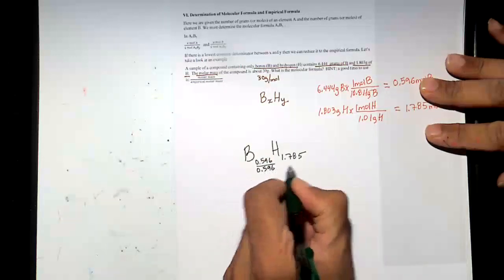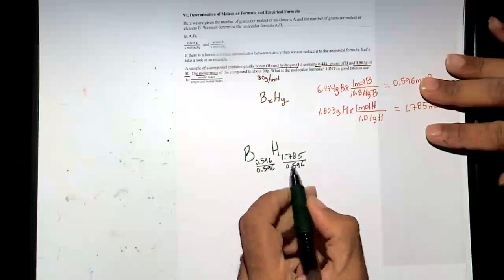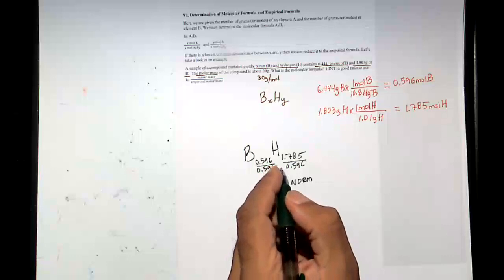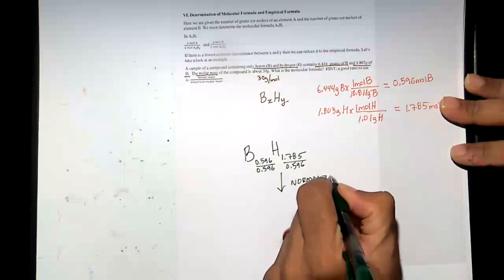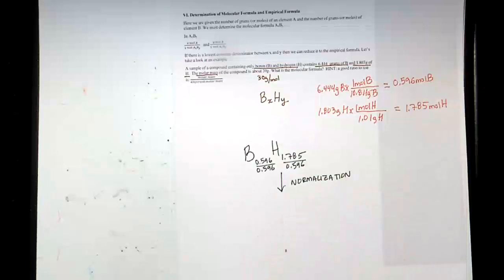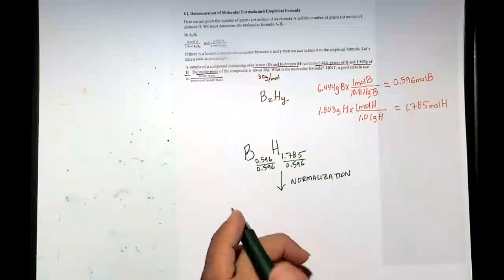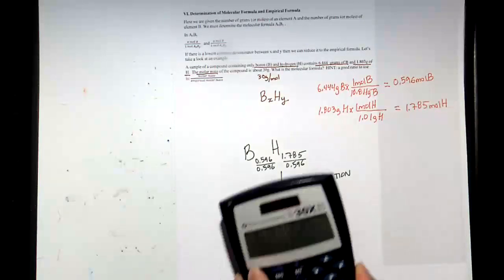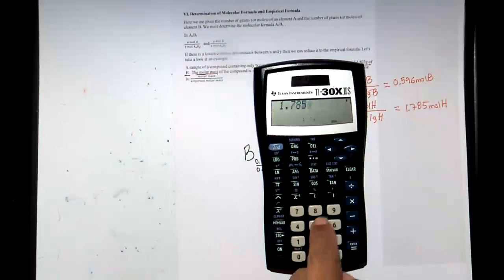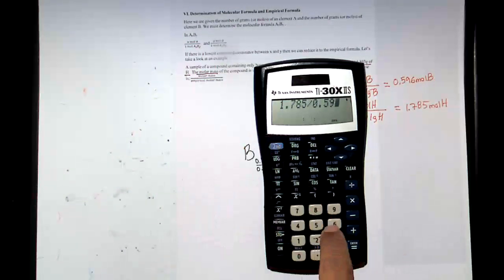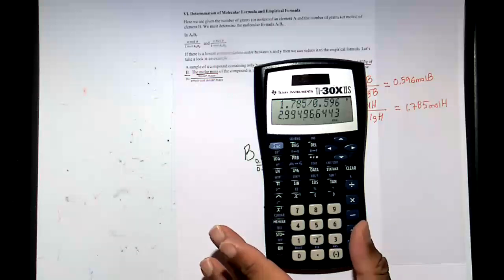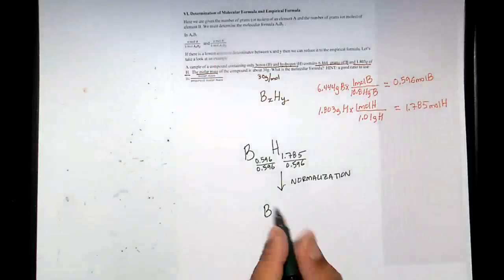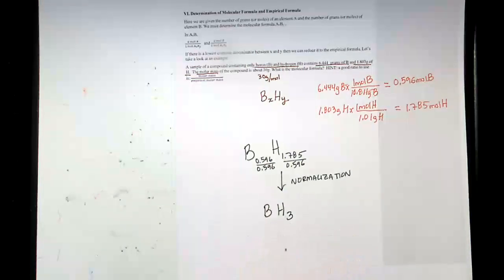This is called normalization. Basically, you divide by the lowest number. When you divide by the lowest number, you force that lowest number to 1. So this becomes boron 1. What's 1.785 divided by 0.596? 2.99. I think it's safe to call it 3. 2.99 is 3.